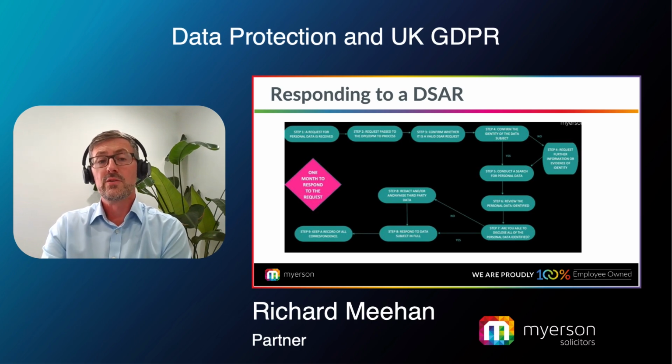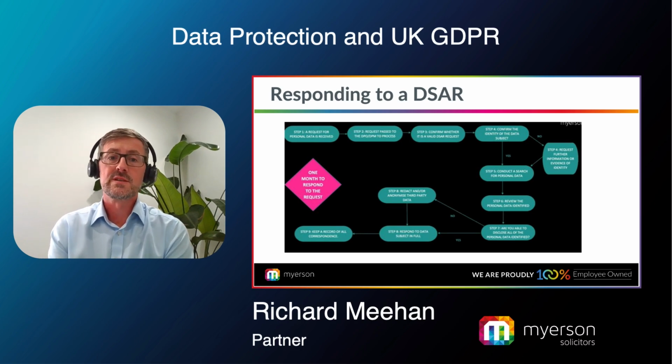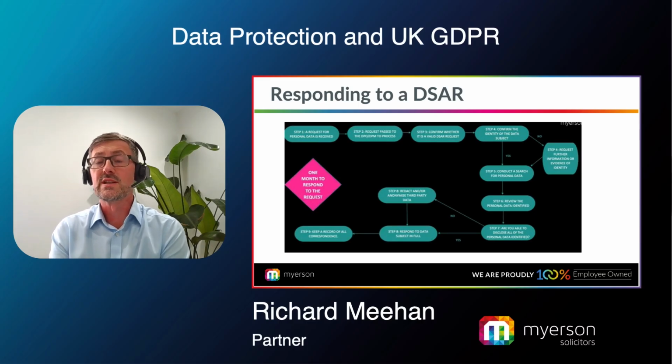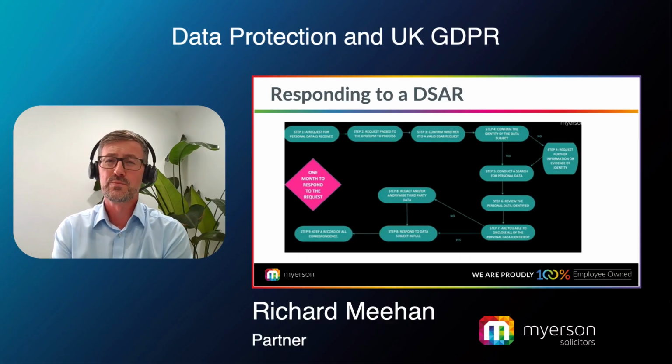A key area where organizations can experience difficulties is relating to the timeframes, as they're relatively limited. Organizations have 1 calendar month to collate the information and send it to the individual. If you need to check an individual's ID or ask for further information, for example, to clarify whether they are in fact making a DSAR, you can wait until the response with that information is received before the clock starts ticking again for the 1 month time limit.